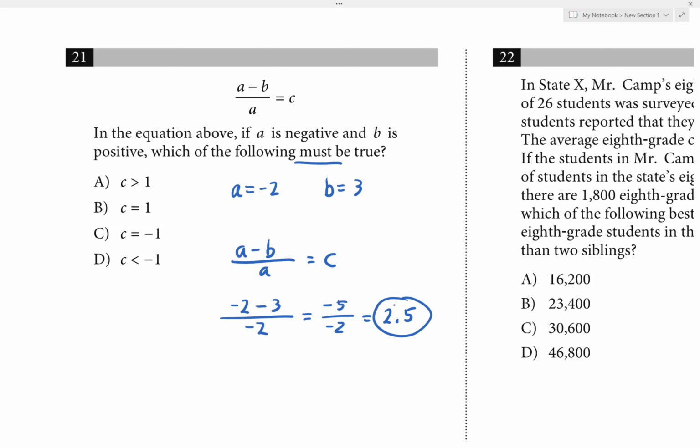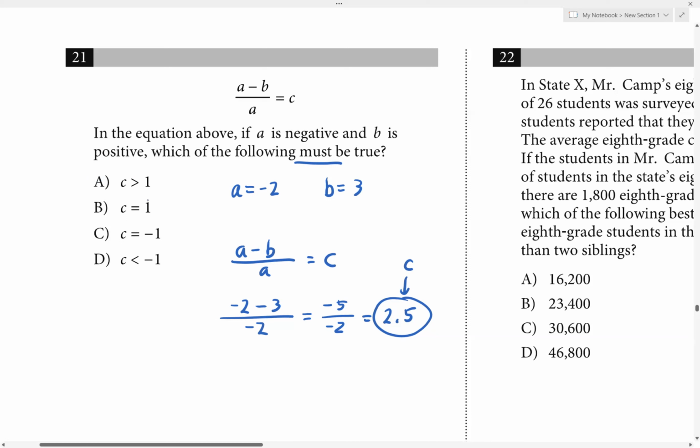So let's go through the answer choices and see which one is correct. A says C is greater than 1. This is our C value. Is it greater than 1? Oh yeah, 2.5 is good. It is greater than 1. So we'll leave A there. Let's not eliminate it, but we don't circle it right away. We do have to check the other ones.